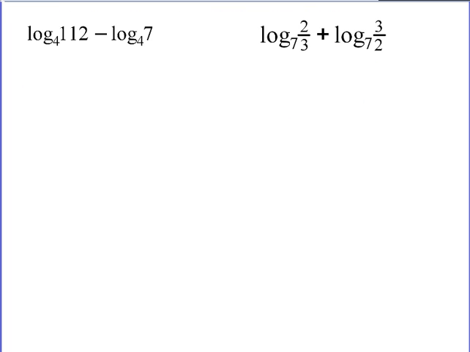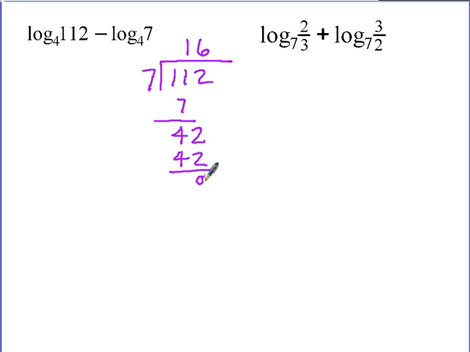Now, I would expect you to be able to do this without a calculator. So 112 divided by 7, if you can't do that in your head, you're going to have to use long division. And I'll do the long division here just to give you a little refresher. So 7 goes into 11 one time. You'll subtract, bring down the 2. 7 goes into 42 6 times, and you're left without a remainder. So this is going to be log base 4 of 16, and again your answer is 2. I promise you they're not always 2.